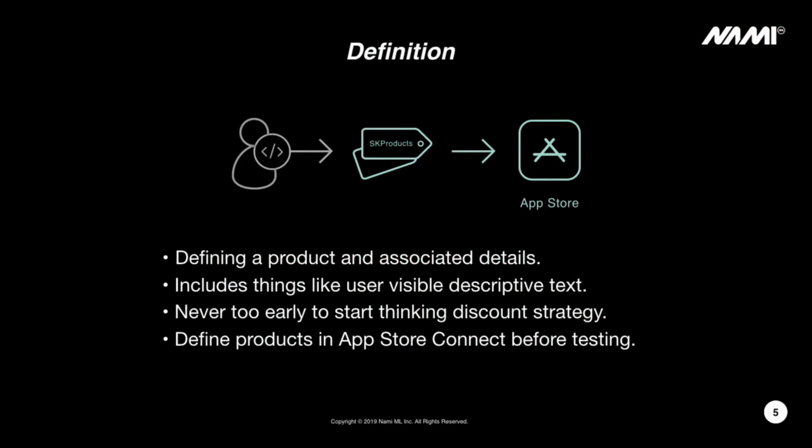And so what goes into building a product? Well, we have details like textual things and pricing. But there are other things you may not start thinking about right away that are good to think about earlier than you might otherwise, like how do you handle discounts, for example.